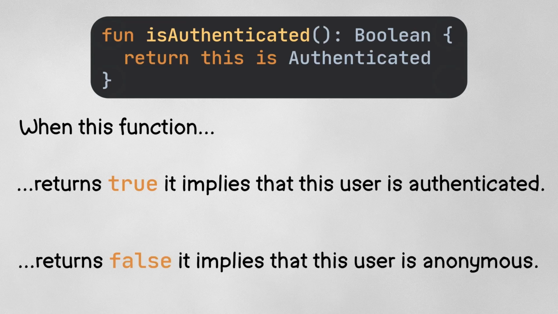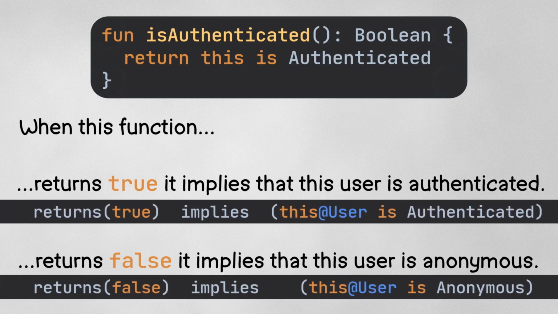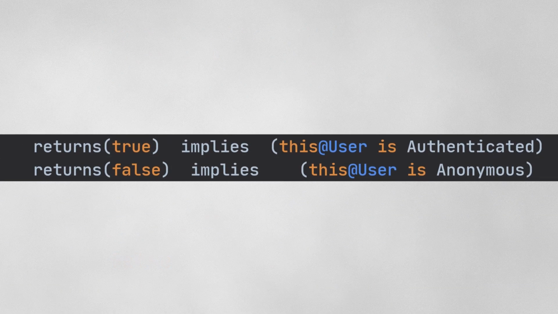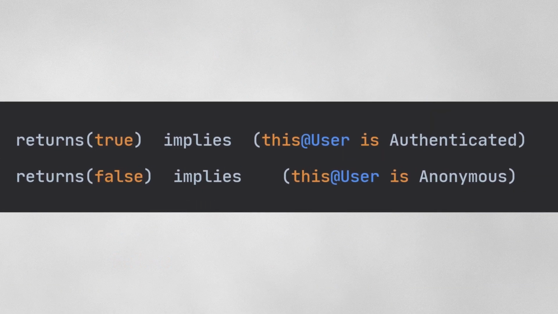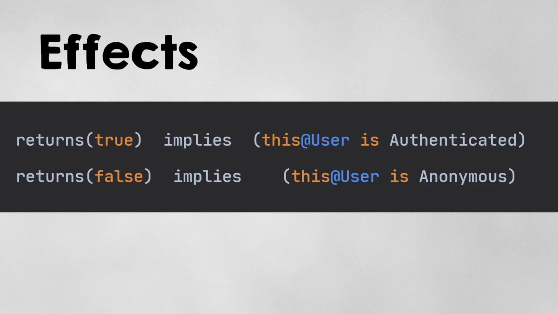The DSL actually reads pretty close to these two statements. As you can see, in each case, it's pretty close to the corresponding statement above. In the modeling for contracts, a contract is made up of one or more effects. This function has two possible effects. It either returns true or it returns false.